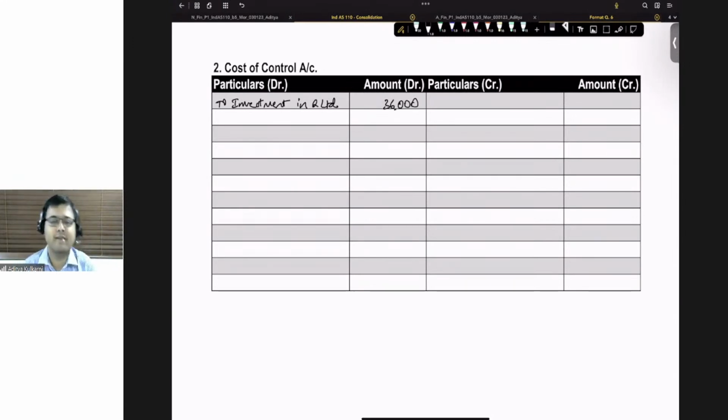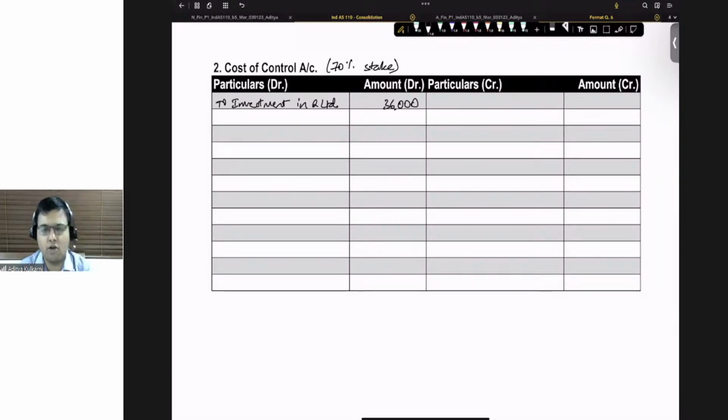36,000 to investment in Q Limited, 36,000. Okay. What is the stake which you have acquired? You have acquired a 70% stake. So always make it a point to write the stake as well, so you don't have to refer to the question time and again.